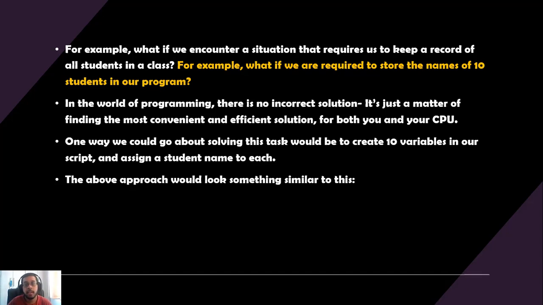In the world of programming, there is no incorrect solution. It's just a matter of finding the most convenient and efficient solution for both you and your CPU. One way we could go about solving this task would be to create 10 variables in our script and assign a student name to each. The above approach would look something similar to this.